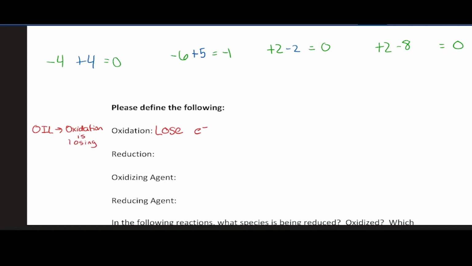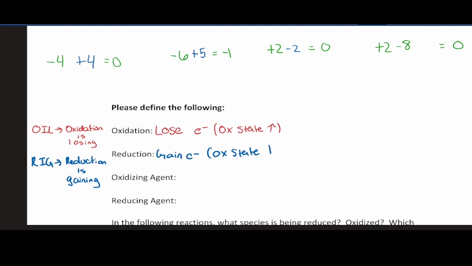And since you're losing electrons, this means that the oxidation state is increasing. Conversely, reduction is gaining electrons. Another way to remember this is through the same mnemonic, combined it's OIL RIG, where RIG is reduction is gaining. And consequently, the oxidation state is going to decrease.